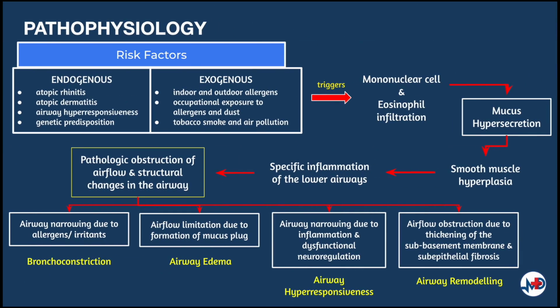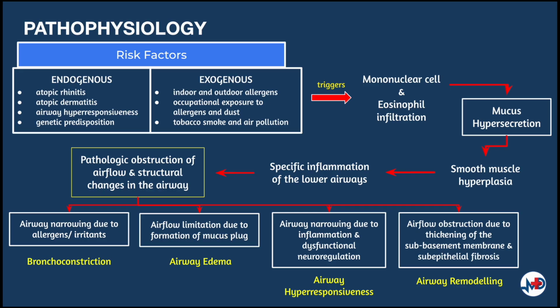Now let's take a look at the risk factors for this condition. They can be broadly grouped into endogenous and exogenous groups. Endogenous risk factors are conditions that occur together in relation to one another, and these are atopic rhinitis, atopic dermatitis, airway hyperresponsiveness, and genetic predisposition. Exogenous, also known as environmental risk factors, can include indoor and outdoor allergens, occupational exposure to allergens and dust, and tobacco smoke and air pollution.